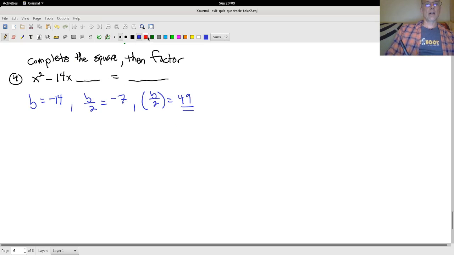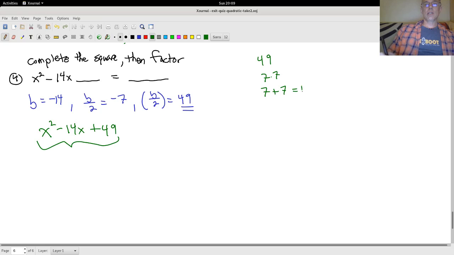So now I have x squared minus 14x plus 49. The point of that 49 is to add it. There we go. Now once I have that right there, think about the factoring we did before. 49 is 7 times 7. Right? So remember this factor by grouping we did a while ago, the AC method. 49 is 7 times 7, and coincidentally 7 plus 7 is 14.